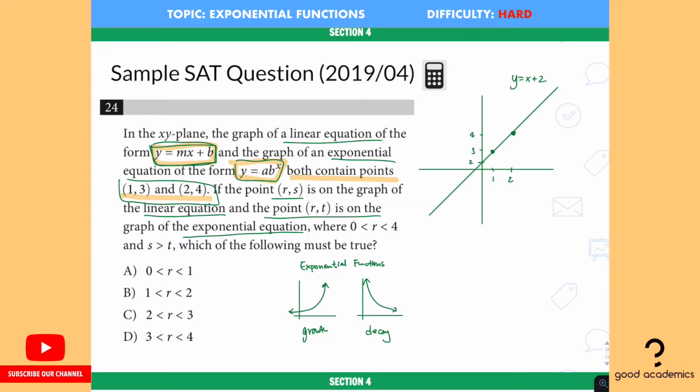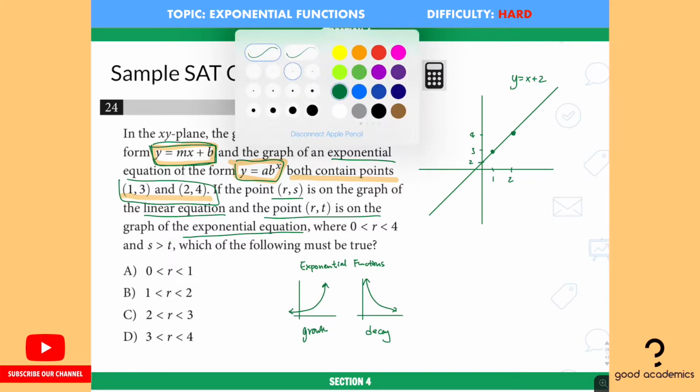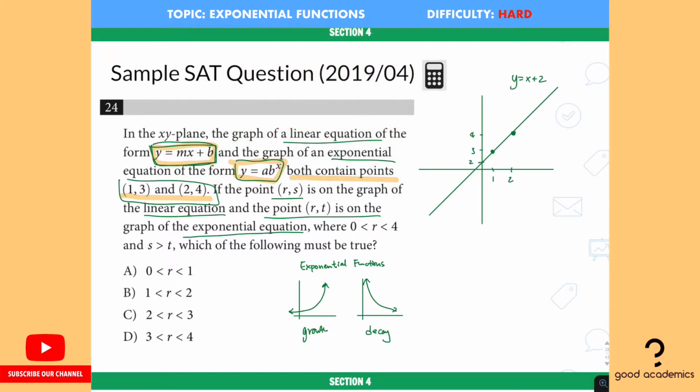Well, should it be the growth curve or the decay curve? Which kind of exponential function would it be? Well, you can clearly see that it's going to be like this, because that's the only way it can fit the points. So it must be an exponential graph.